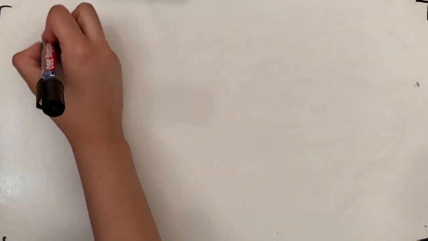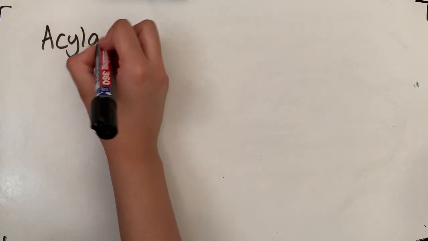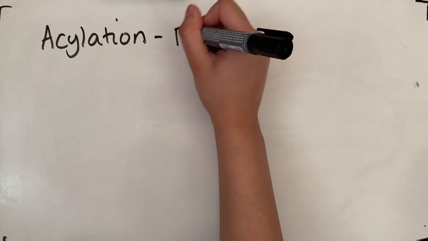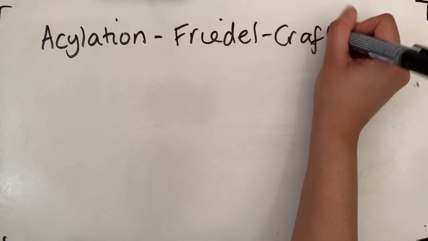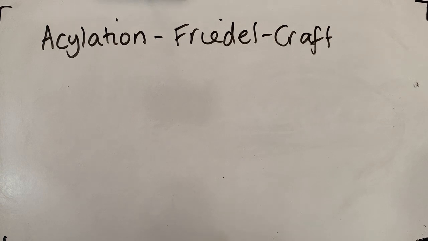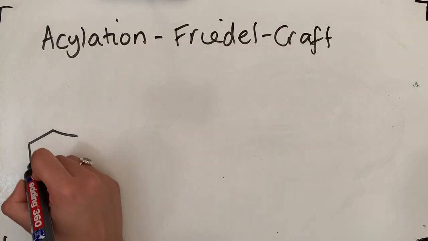Right, so the very last reaction that we're going to look at for our benzene is the acylation reaction. Again, acylation and alkylation are both part of Friedel-Crafts, so they were invented by these two guys over here, so it's sometimes called the Friedel-Crafts acylation.